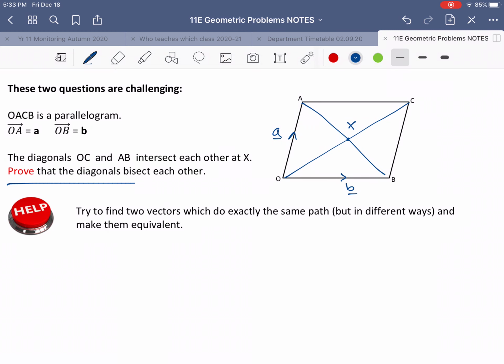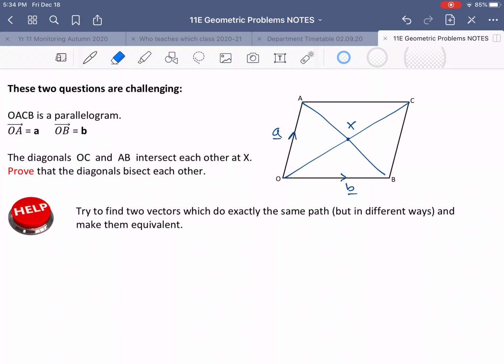We need to prove that the diagonals bisect each other. That means we're proving that these diagonals, these blue lines that I've drawn, cut each other in half. That's what bisecting means. And whilst we may know that as a property of a parallelogram that they do, we are being asked to prove it. So we can't assume that we know it's halfway. We have to prove that it is halfway.